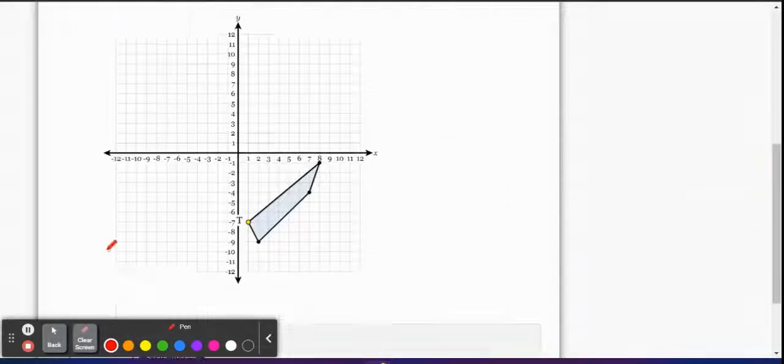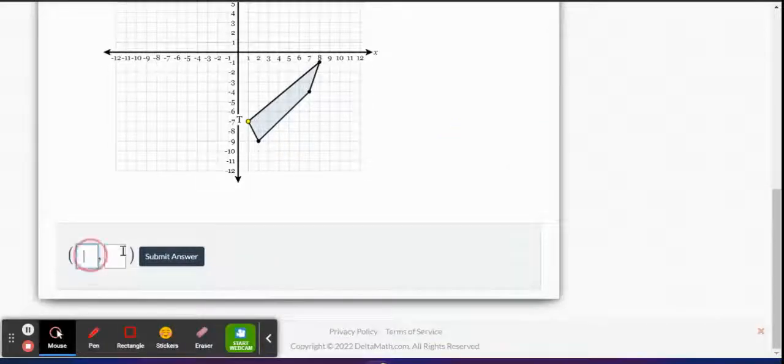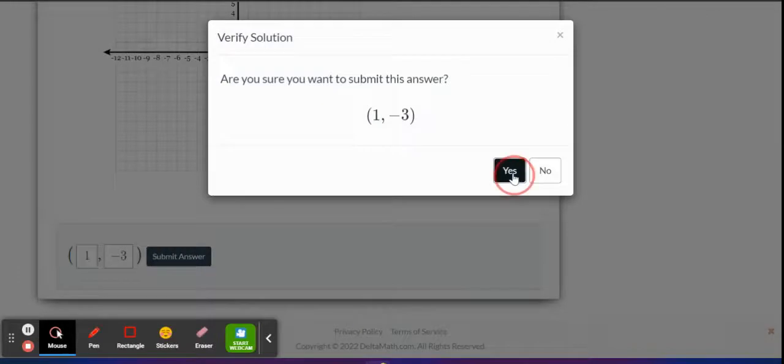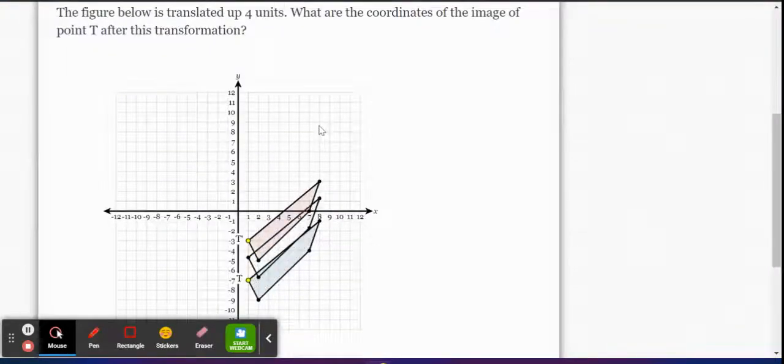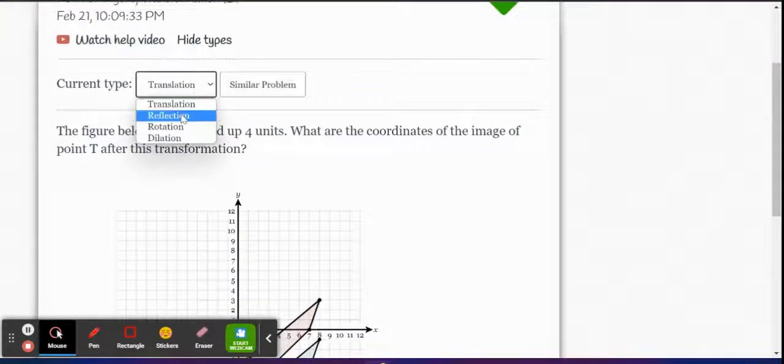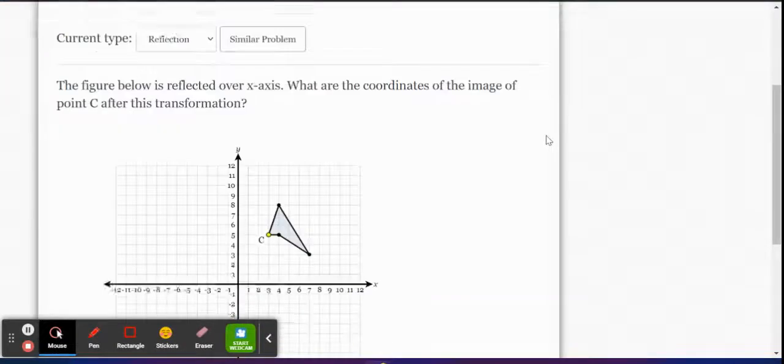Okay, so I'm going to clear that screen, back to my mouse, 1, -3. And it should give you a little demonstration. Let's see. It does. Bam. All right, let's look at a reflection.